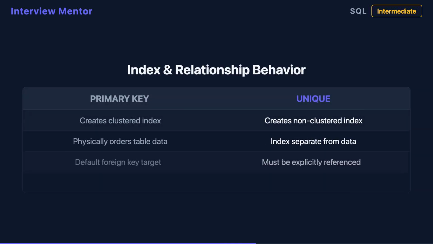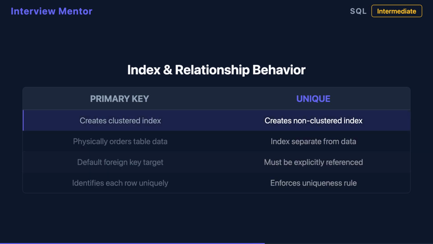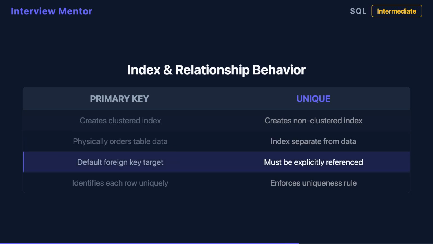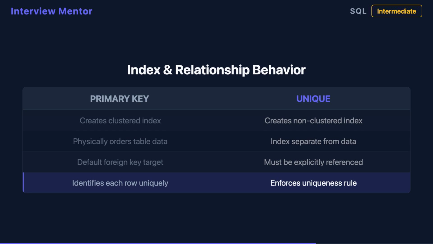Finally, the technical details. A primary key typically creates a clustered index, which physically orders the table data. UNIQUE constraints usually create non-clustered indexes, and the primary key serves as the default target for foreign key relationships. When another table references yours, it points to the primary key unless you specify otherwise.